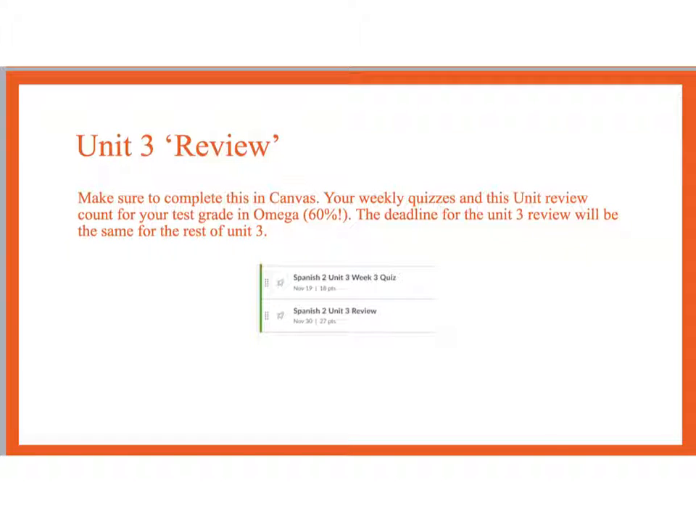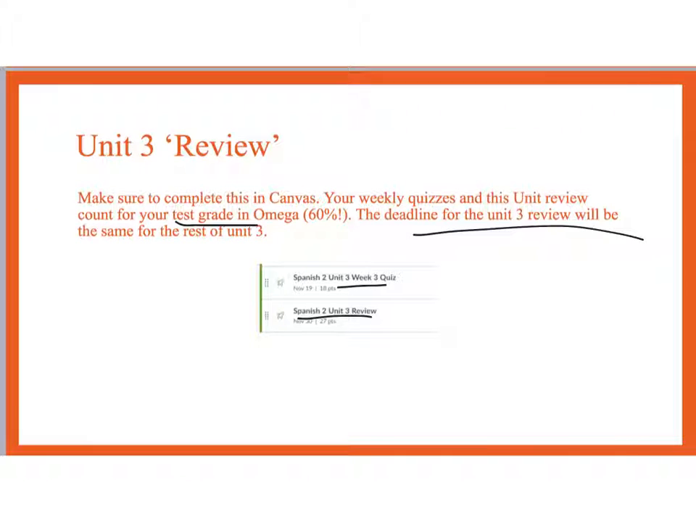With the Unit 3 review, make sure you complete that in Canvas. Your weekly quizzes and this unit review will count for your test grade in Omega. I will put the grade in that I get from Canvas, and Canvas will take this Unit 3 review and add it to your grade, plus anything for the 3 quizzes. Those also contribute to your test grade in Omega. And that's 60% of your grade, so quite a bit goes into that.